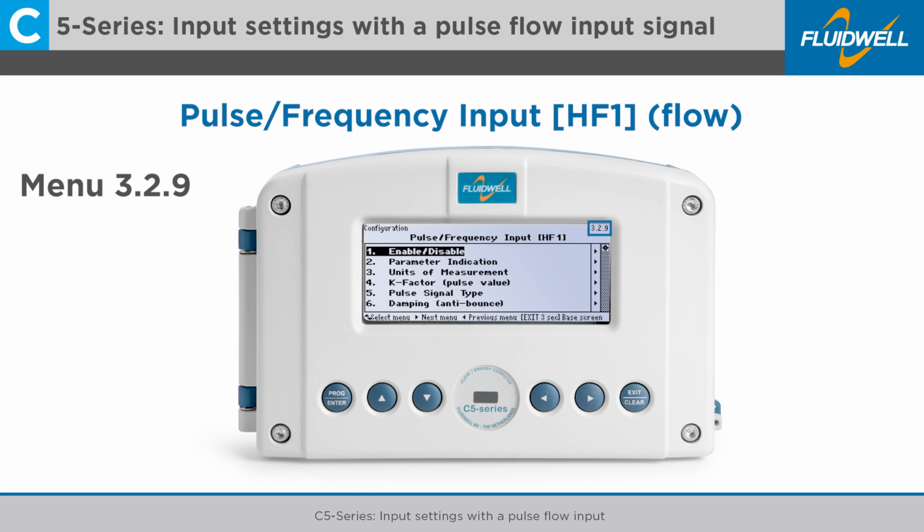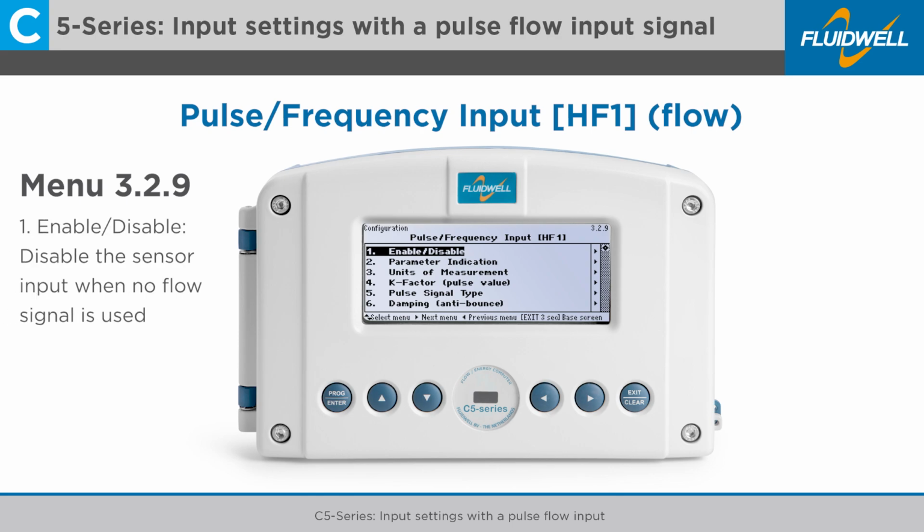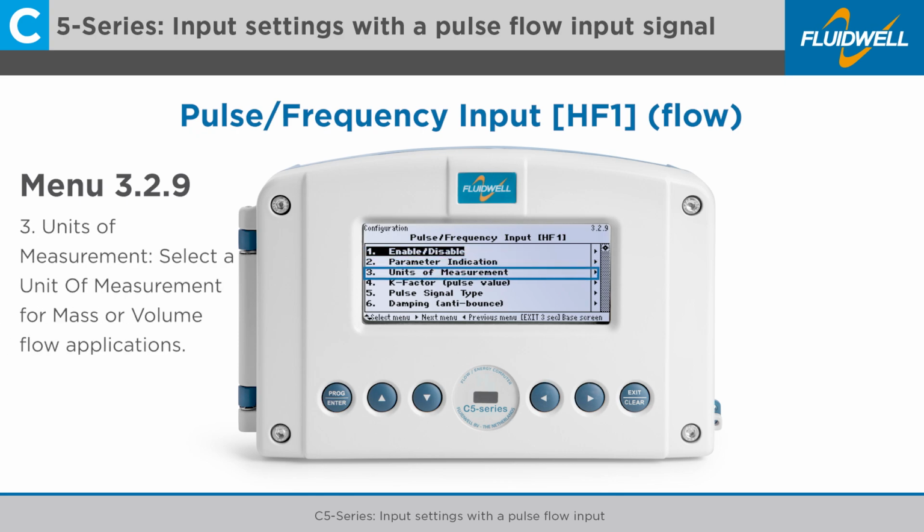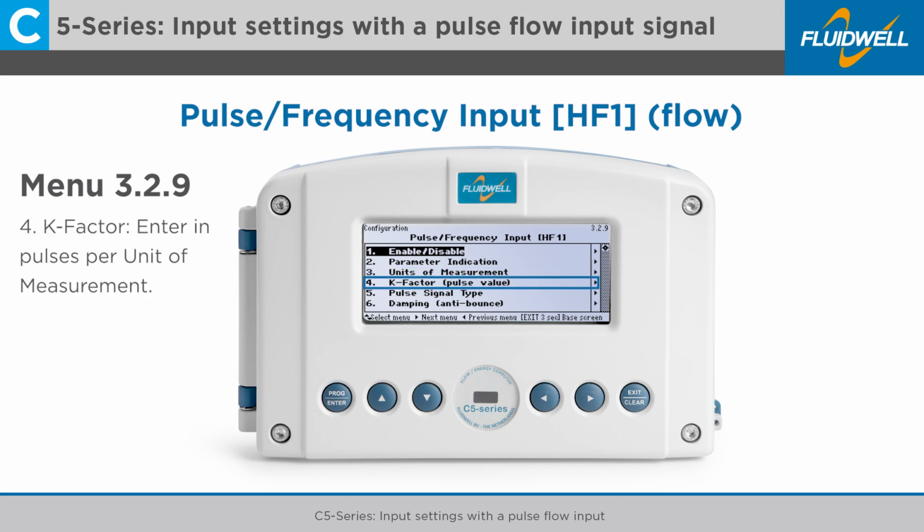Menu 3.2.9 contains the following items. 1. Enable Disable. Disable the sensor input when no flow signal is used. 3. Units of measurement. Select a unit of measurement for mass or volume flow applications. 4. K factor. Enter in pulses per unit of measurement. This is indicated in the documentation of the sensor.